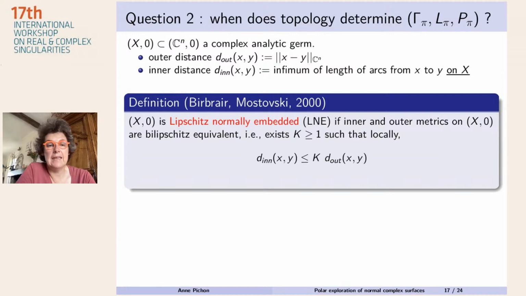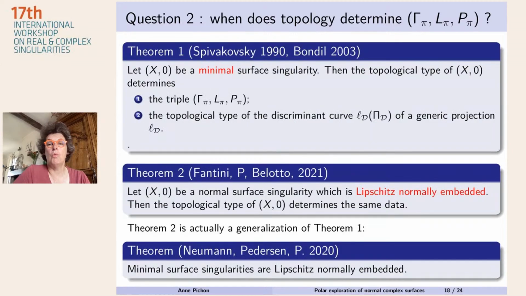And you obtain what is called the inner distance between X and Y. A germ is said Lipschitz normally embedded if inner and outer metrics on X are bi-Lipschitz equivalent, which is equivalent to say that you can locally bound the inner distance between 2 points by k times the outer distance between the points. Locally means in a neighborhood of the origin. Okay, so now when does topology determine the triplet gamma pi, L pi, P pi?